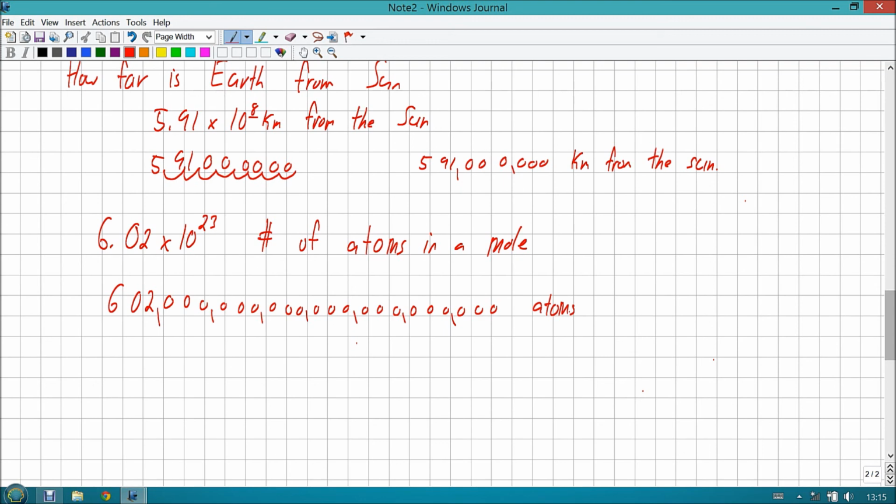This is where scientific notation really shines, when you're dealing with stuff like moles and how many atoms you have and the charge of a single electron, because those numbers are ridiculously large and ridiculously small. Alright, that's it for scientific notation.